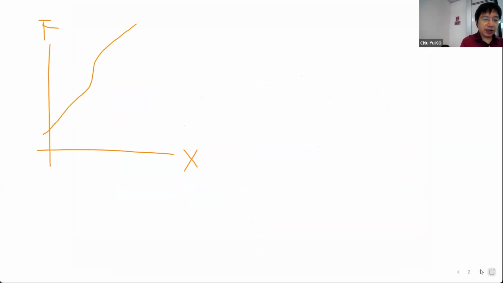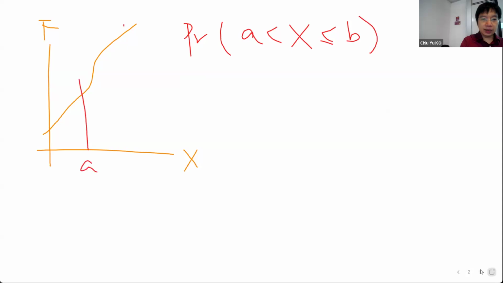And if I want to have the probability that, say, x is between a and b, what I'm going to do is look at this a and look at this b, and take a difference. That will give me the probability. That would be something that I need to know. But very often, of course, this is doable, there's no problem, but it's not very direct.